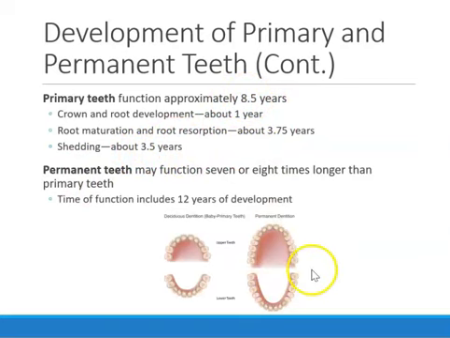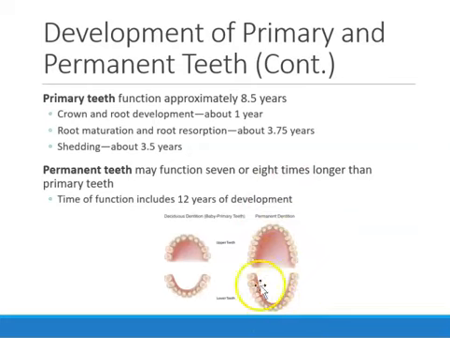Permanent teeth, or adult teeth, are there for a lot longer. When you are 12 years of age, you should have all your adult teeth in. At 12 years of age, all your baby teeth should be gone-ish, and you should have your adult teeth coming in.